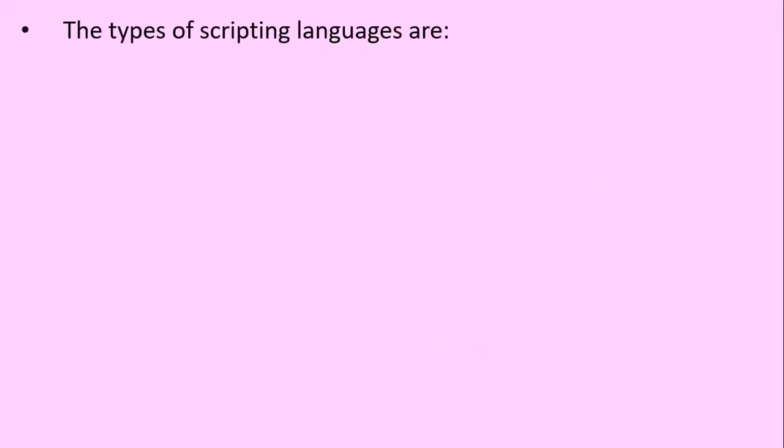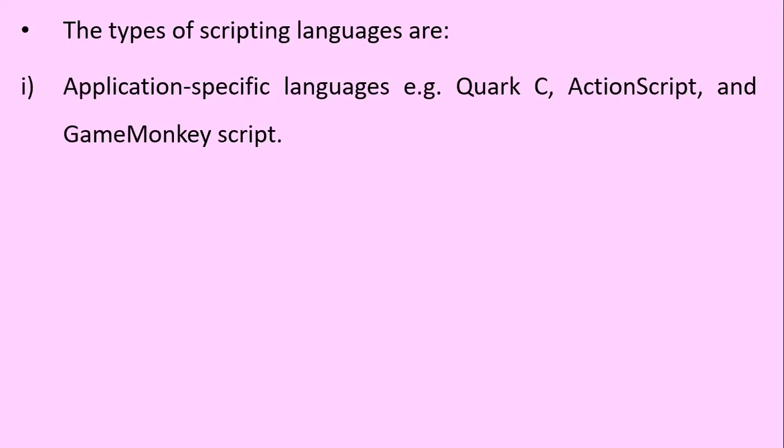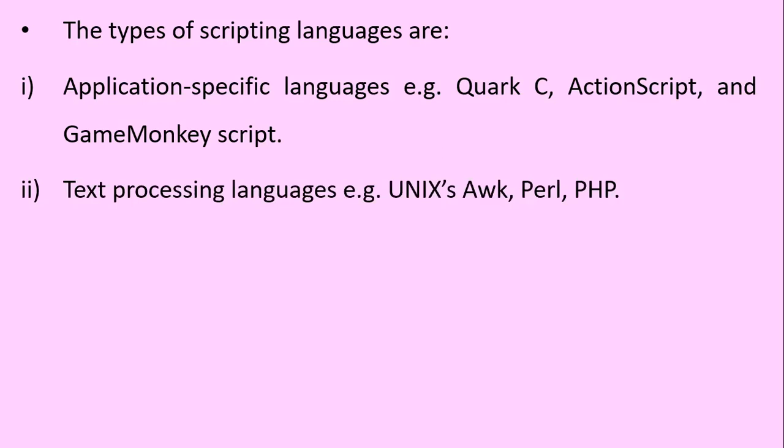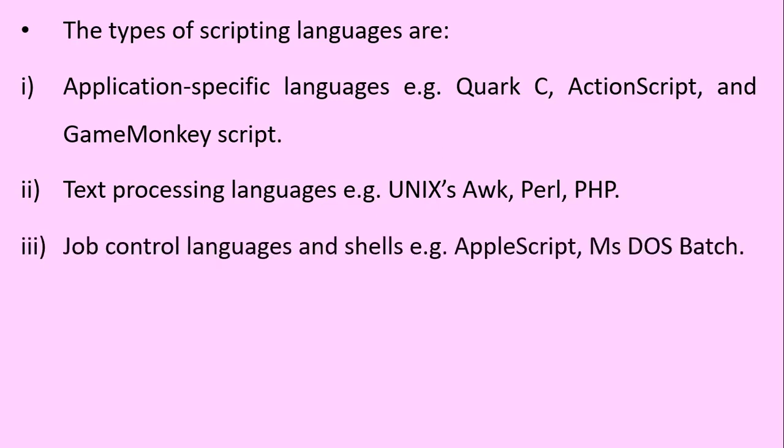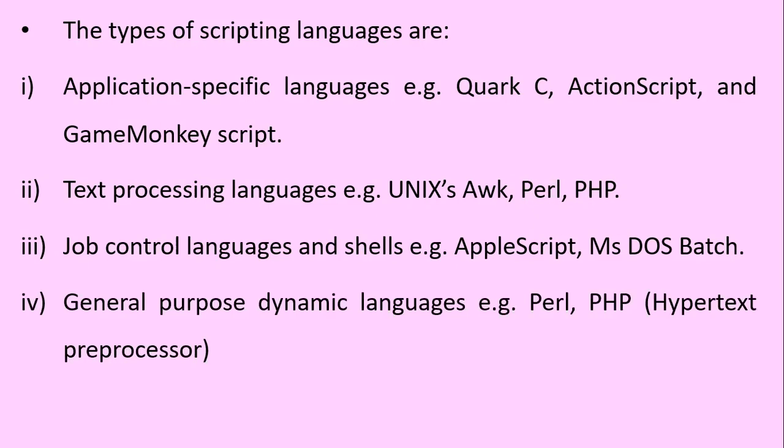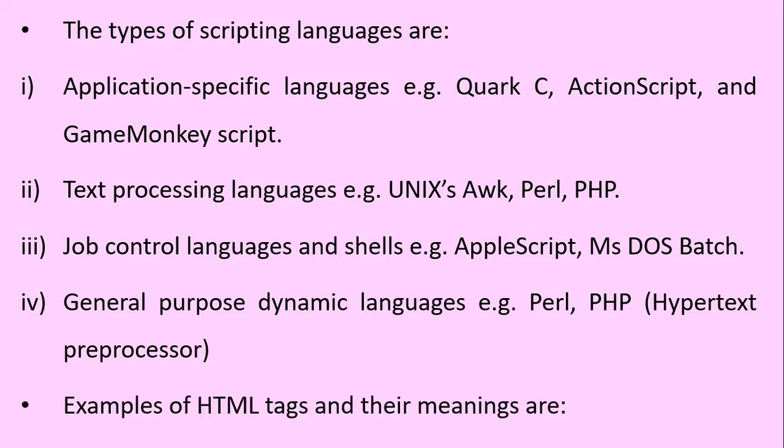The types of scripting languages are, number one, application-specific languages. For example, Quaxy, ActionScript, and GameMonkey script, amongst others. Number two is what we call text processing languages. Examples are Unix's AWK, Perl, and PHP. Number three is what we call job control languages and shells. Examples are AppleScript, MS-DOS batch, amongst others. Number four is general purpose dynamic languages, which include Perl, PHP, that is hypertext preprocessor, amongst others.